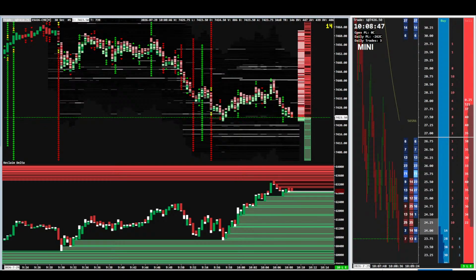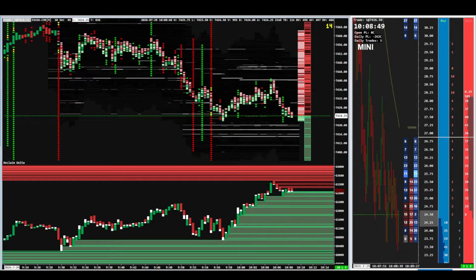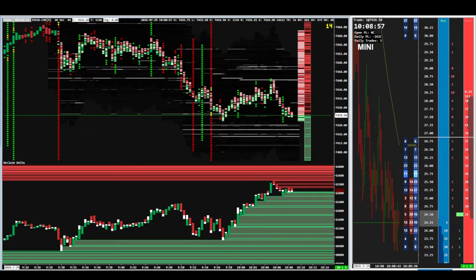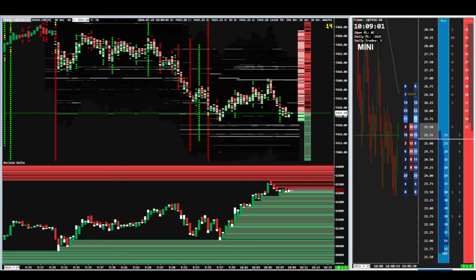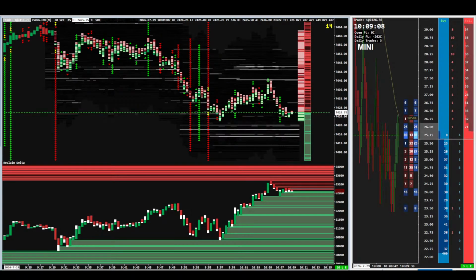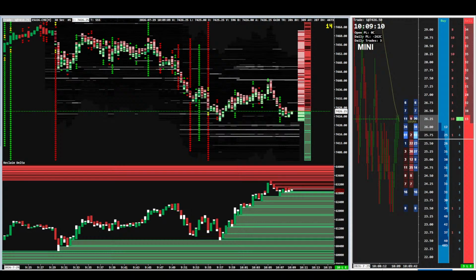The symbol list is, oh, he's not in here. I rolled out that 24 long. Another huge pocket of trap buyers on the cumulative delta.